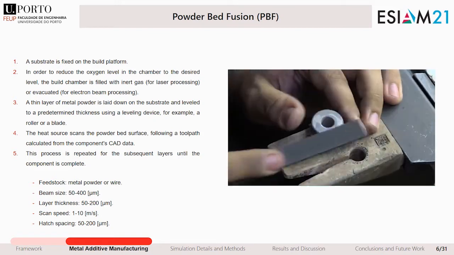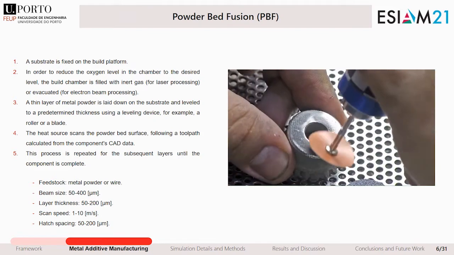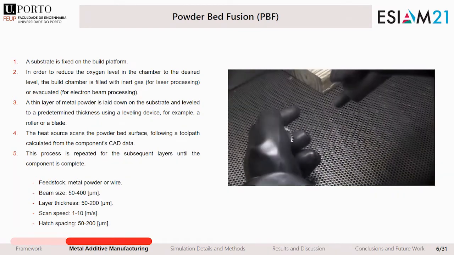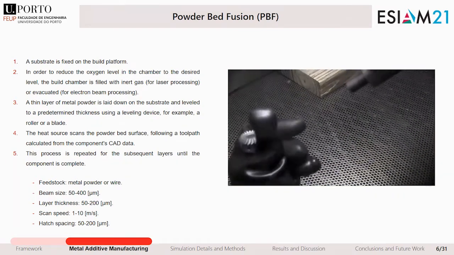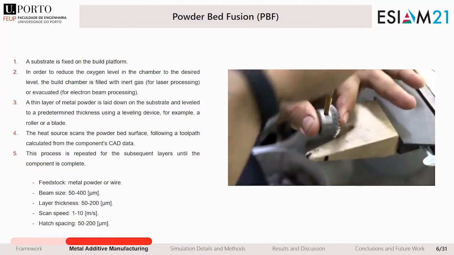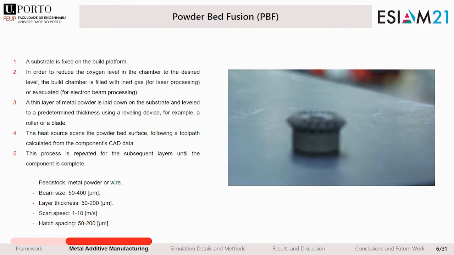Typically, the feedstock could be metal powder or wire. The beam size is in the range of 50 to 400 microns. The scan speed could be in the range of 1 to 10 meters per second, and the hatch spacing can go from 50 to 200 microns.